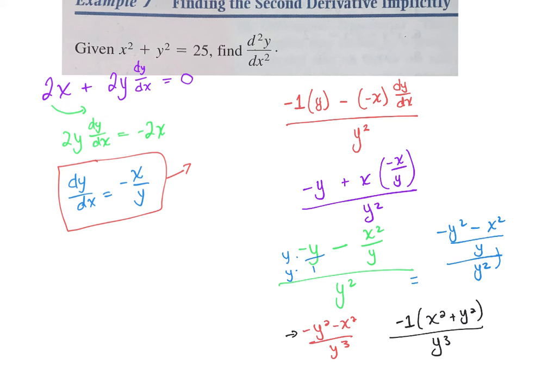Well, I know what x squared plus y squared is. Right, and so now I can substitute that in, and I end up with negative 25 over y cubed. That is my second derivative there.